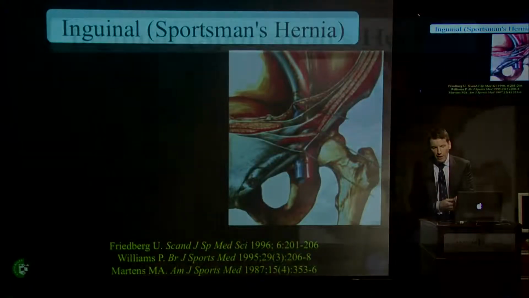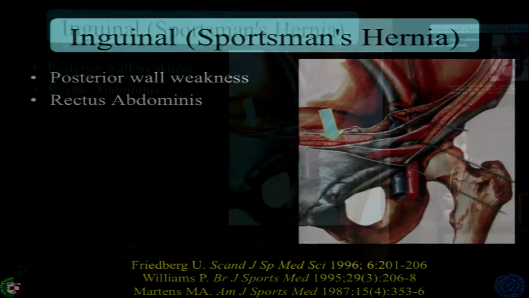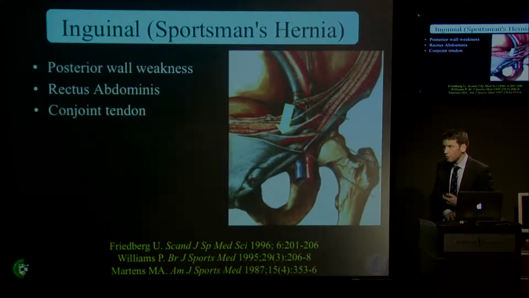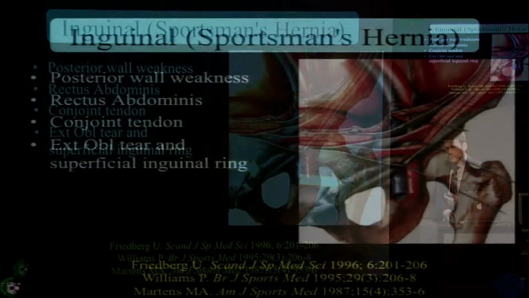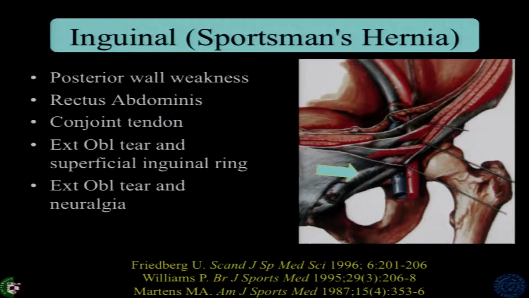So if we move away from areas where we can see changes, i.e. in the symphysis pubis and those tissues immediately around it, let's talk about the other area, the inguinal canal. And again, I've already said that there's a number of studies looking at this. Some people call it posterior wall weakness, rectus abdominis micro tears or dysfunction, conjoint tendon tears, external oblique tears that extend to the superficial ring. So people who feel a dilated superficial ring say, oh, that must be a superficial tear. External oblique tears that don't extend to the superficial ring but are presumed to cause neuralgia or neuralgia itself.